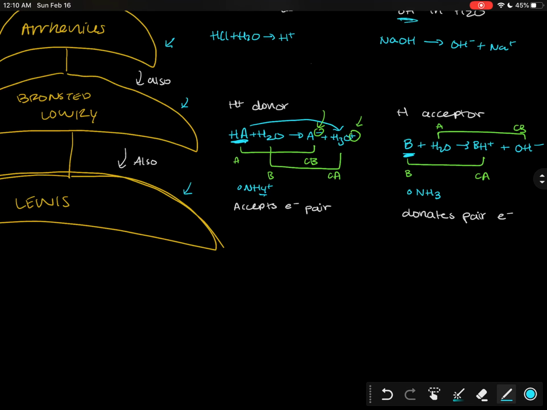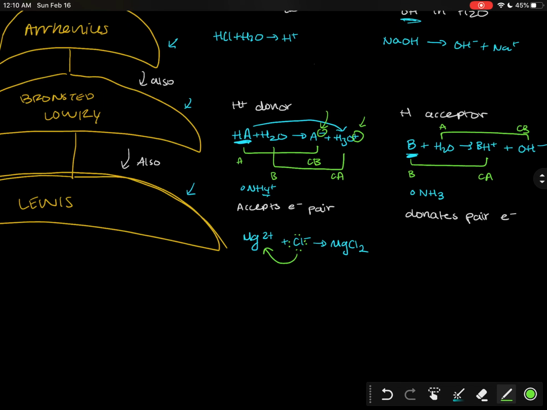So lastly, we'll have Lewis acid or base, and this is probably the most confusing because this is the one that we see the least of. But let's say we have something like Mg2+ plus Cl- going to form MgCl2. So we could draw an attack. We have all our electrons here, so this can go and attack here. This magnesium is actually accepting this pair of electrons, so that would make this a Lewis acid, and that would make this a Lewis base.